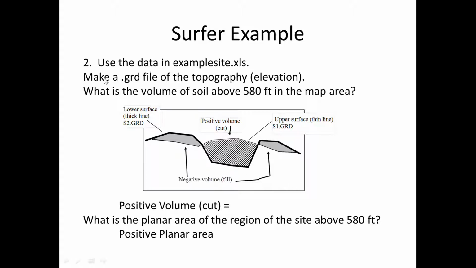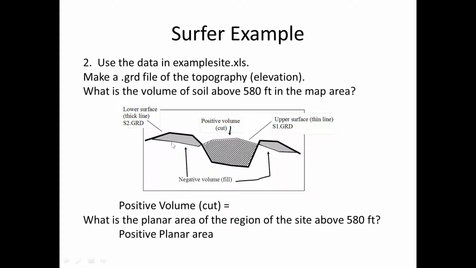So the first thing we'll do is find out what the volume of the soil is above 580 feet in the map area. To do this, you need to make a grid file of the topography, and this is a file, I think we called it elevation previously. So do that, and what that's going to be is a surface. If we were to take a cross section through the topography, we would have a surface like this.